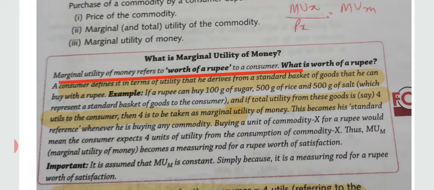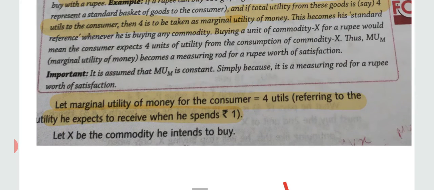If you are spending 1 rupee, you are using it to purchase a commodity. By the consumption of the commodity, you get 4 util satisfaction. Then what is the worth of a rupee? It will be 1 rupee is equal to 4 utils. So the scale we use here is: if you are spending 1 rupee, you will receive expected utility that is equal to 4 utils.